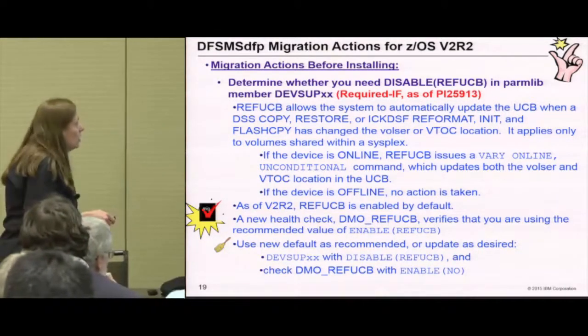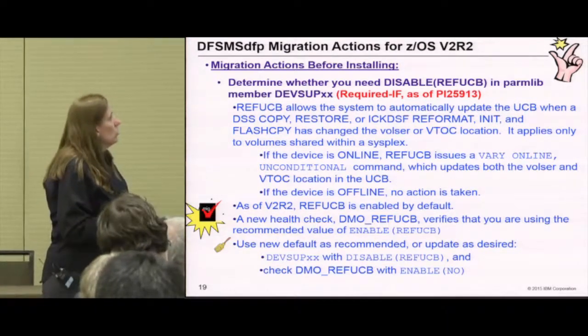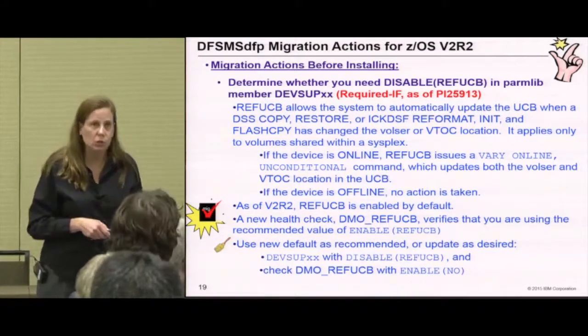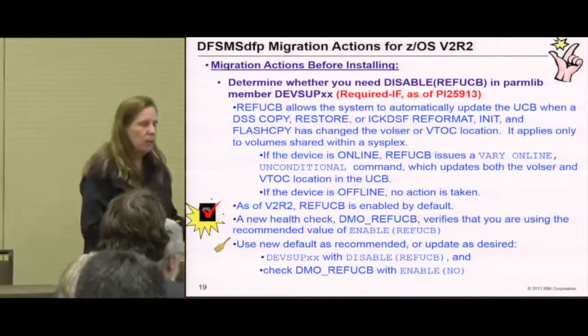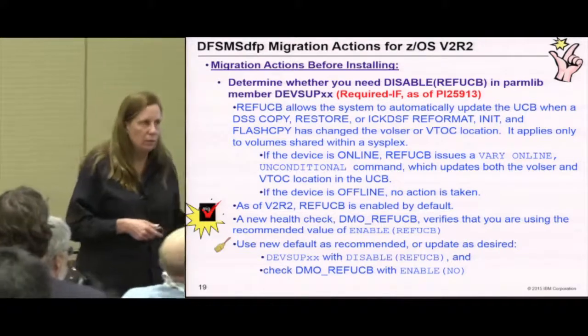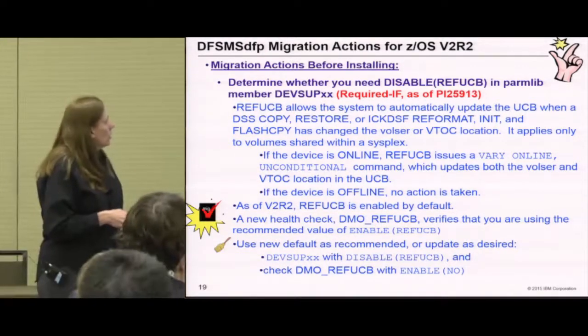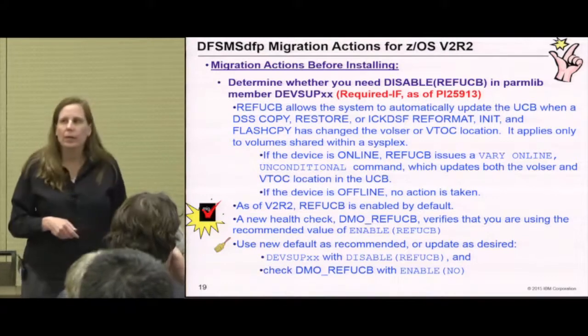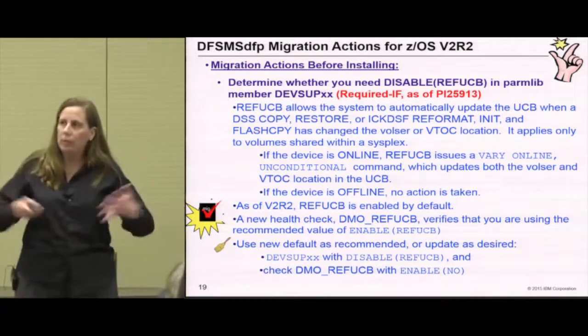If the device is online and the REFUCB processing is happening, it's going to issue a VARY ONLINE UNCONDITIONAL. If the device is offline, then there's really nothing for it to do because the device is offline. When it comes online, it will have the correct information. So as I said, REFUCB is enabled by default. You might have already turned it on because it's a good function, but now we know it's a good function.